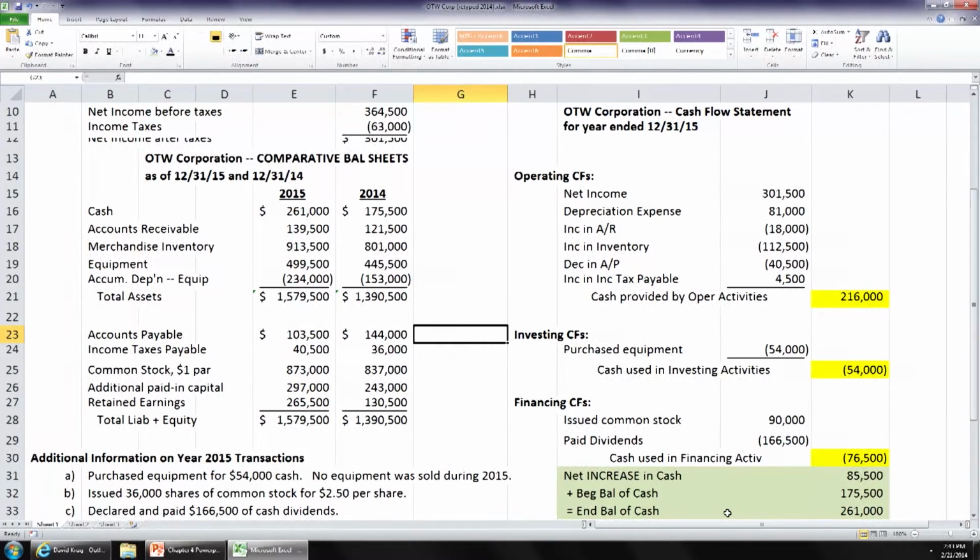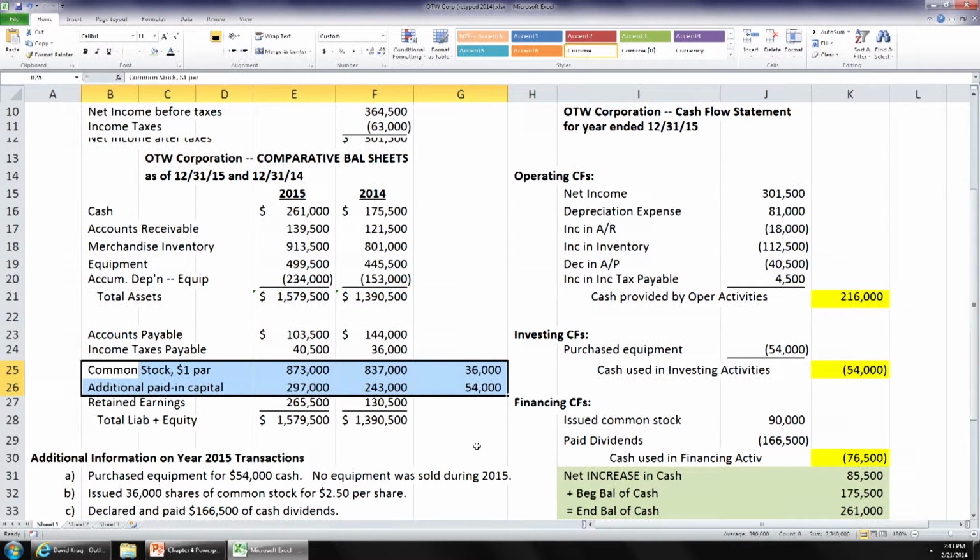Well, that's a great question, and let me answer this. Let's go back to this. What's the difference between these two numbers? It's 36,000, right? What's the difference between these two numbers? It's 54,000, okay? So common stock went up by 36,000. Additional paid-in capital went up by 54,000.